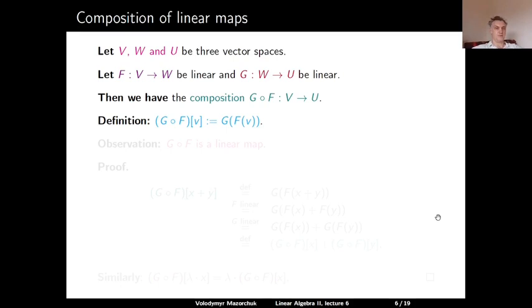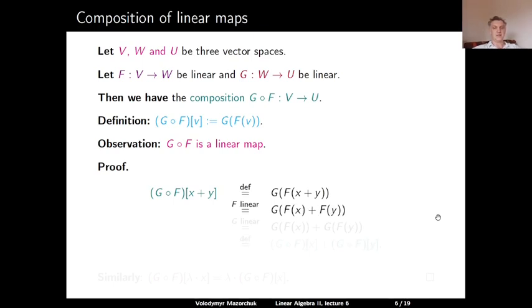So now we make the observation that the composition of G and F is a linear map. In other words, the composition of two linear maps is a linear map. To prove this, we need to check the properties of the linear map. Let us start by computing the composition of G and F applied to x plus y. So by definition, this is equal to G applied to F of x plus y.